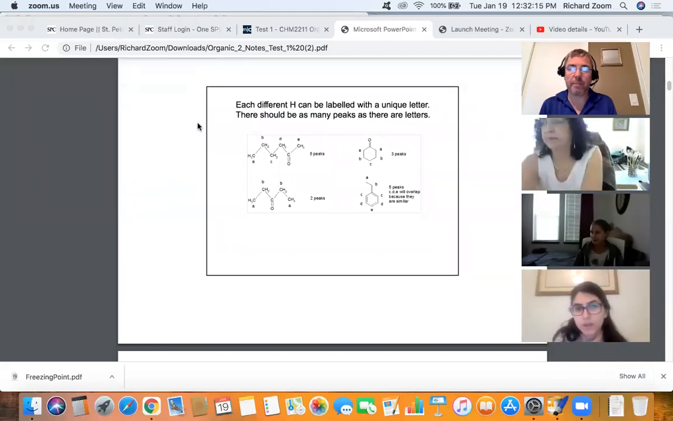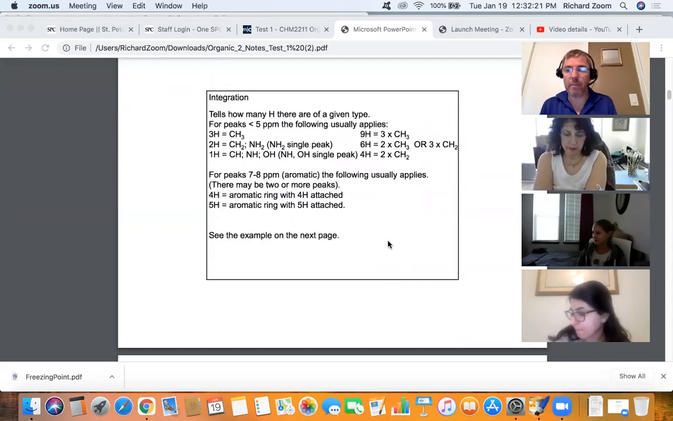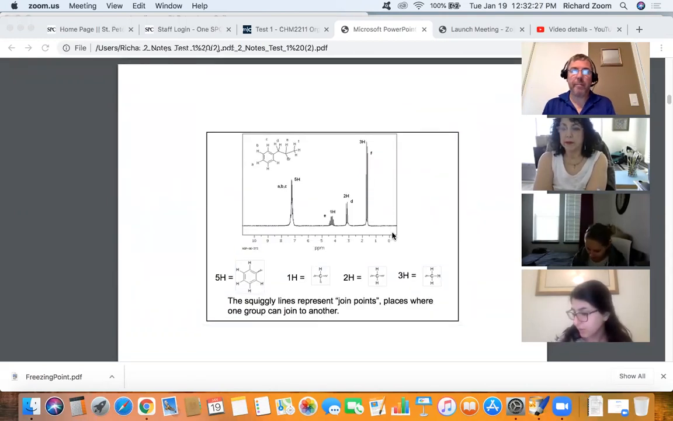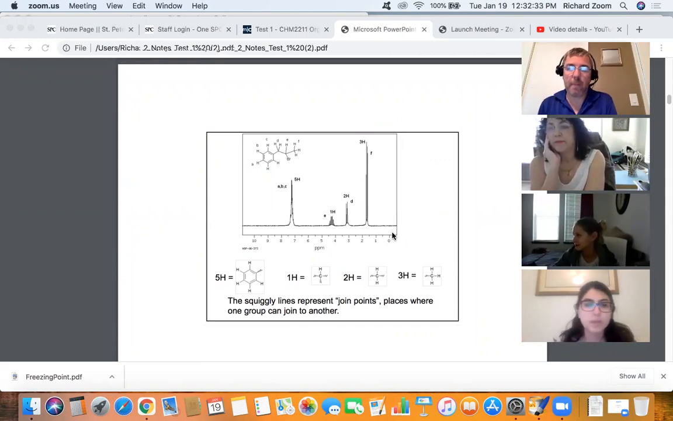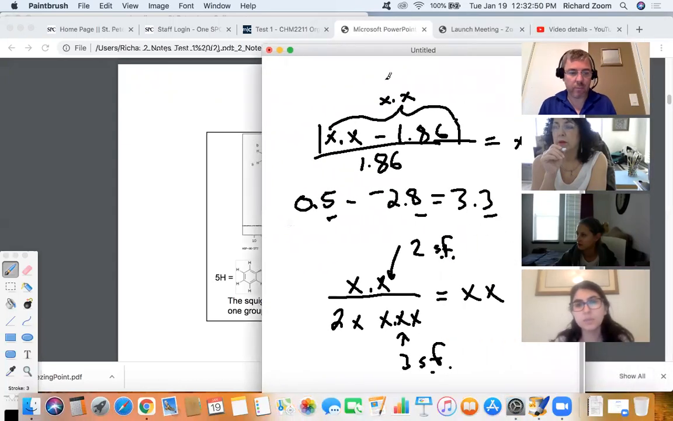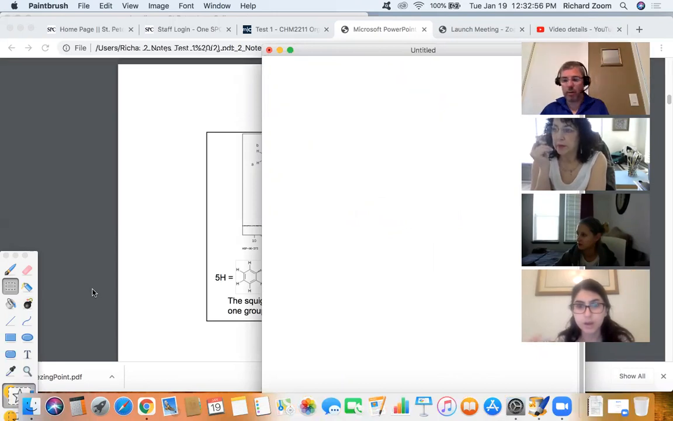I have a question before we move on with the new material. For the integration, you mentioned that for the peak at 7 ppm the following applies, and then you said a 4H would be an aromatic ring with 4 hydrogens attached, and a 5H would be an aromatic ring with 5 hydrogens attached. I get the 5H because I can picture a C6H5. For the 4H, can you help me with the structure? I can only think of one 5 chain with an oxygen.